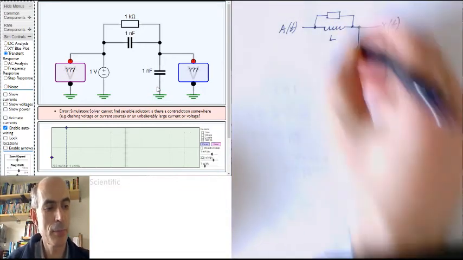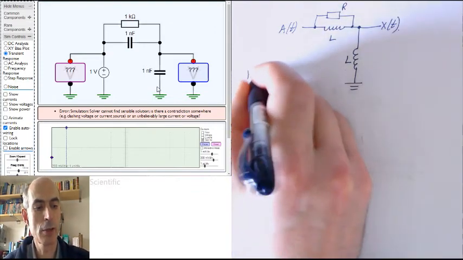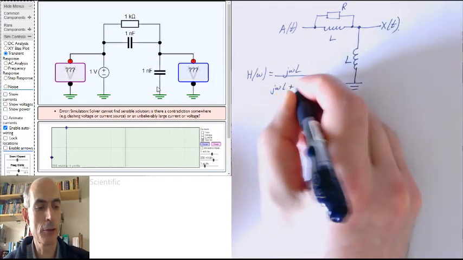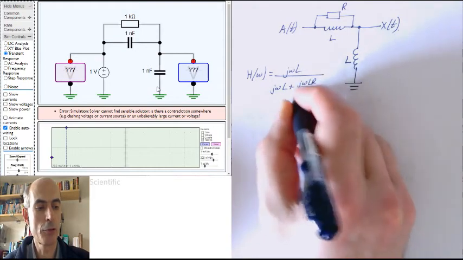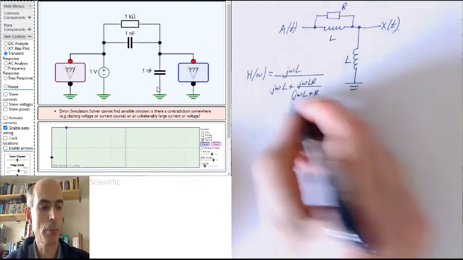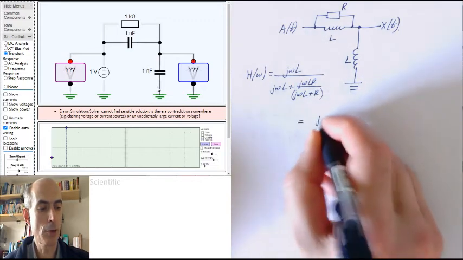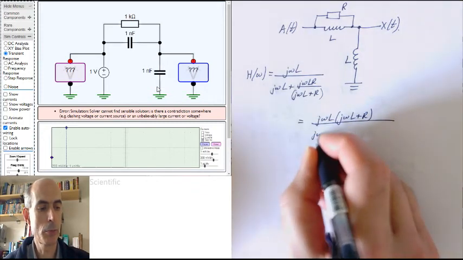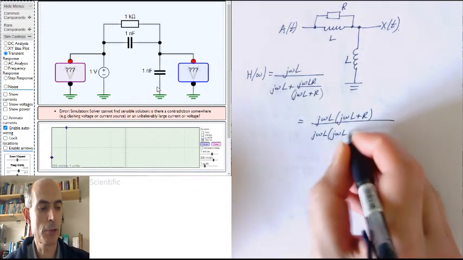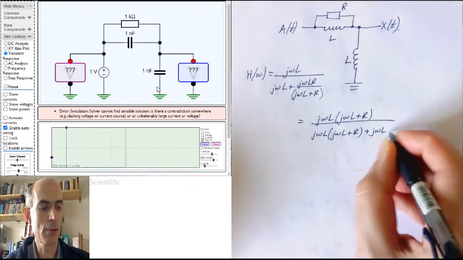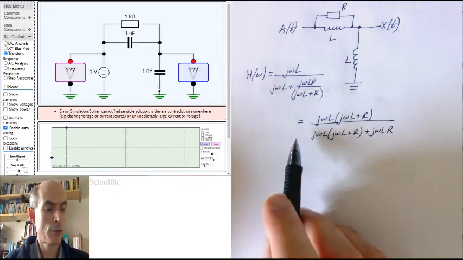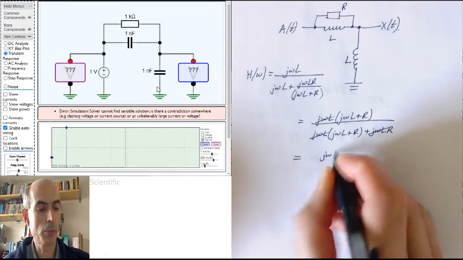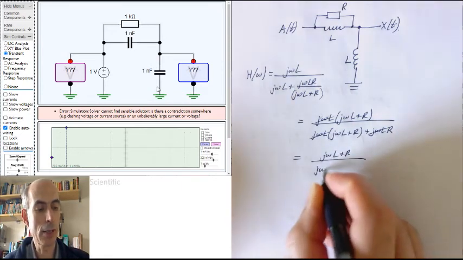But if you analyze it in a similar way, we can work out its frequency response: j omega L over j omega L plus j omega L R over j omega L plus R. Multiply up by j omega L plus R: j omega L times j omega L plus R, all over j omega L times j omega L plus R plus j omega L R. J omega L cancels out from top and bottom, which just leaves us with j omega L plus R over j omega L plus 2R.